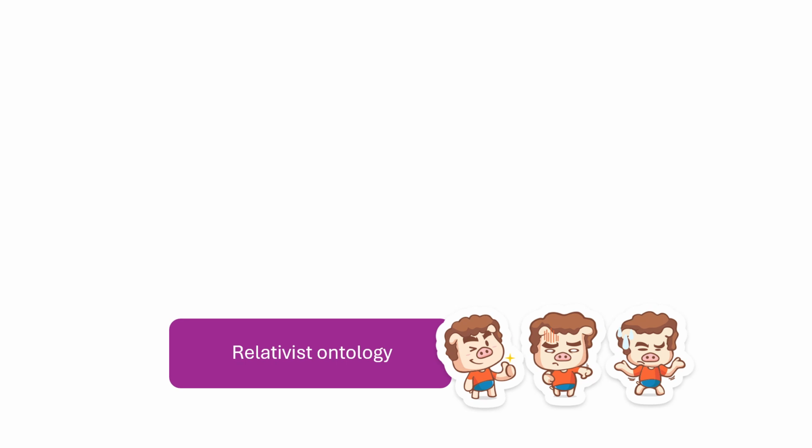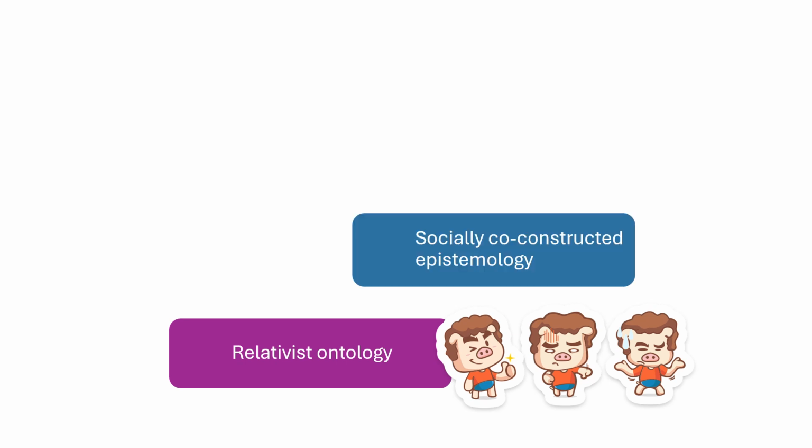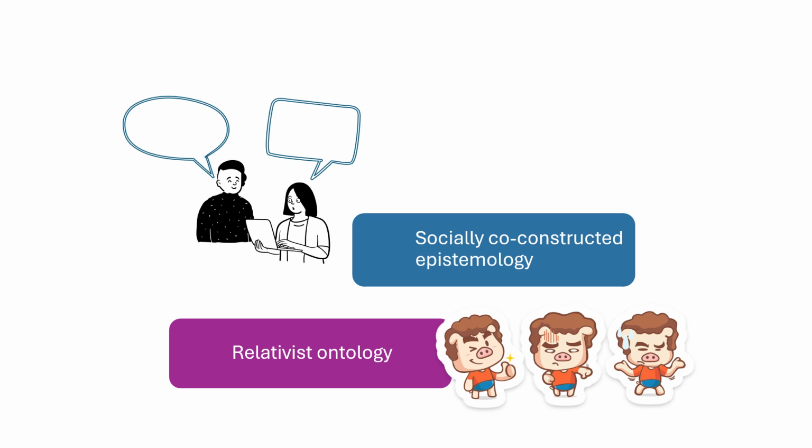Second, because they see reality as relative, constructivists emphasize the role of ongoing interactions in shaping people's understanding of reality, noting that it is produced within social, cultural, historical, and linguistic contexts. That is what is known as a socially co-constructed epistemology.